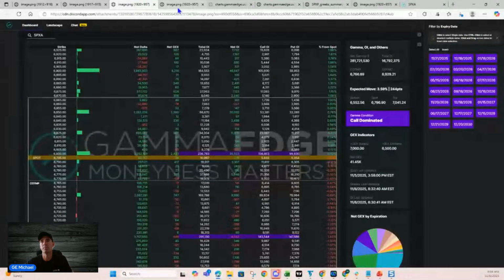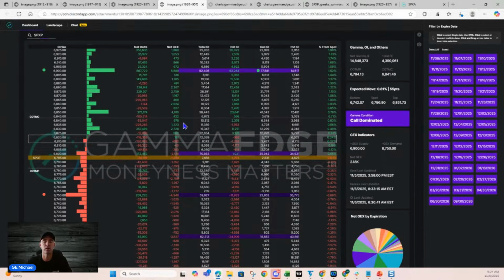All right, moving into the SPXP, all expiries turned on. These are our speedboats that control the intraday as well as the weekly price action. We'll get into zero DTE.